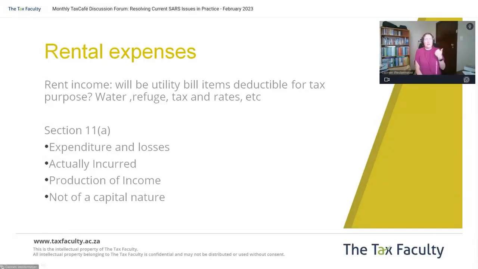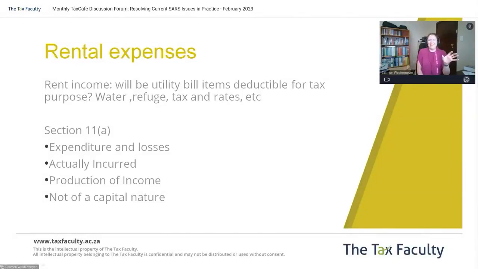So yes, it would be your water account, your refuse, your taxes and your rates. Right. Your municipal taxes and rates, all of those things would be deductible for income tax purposes. Yes. The key thing is not capital. So what do I mean by not capital? That is why, for example, the capital portion of your mortgage bond is not going to be deductible for tax purposes. It's only the interest, because that capital portion is capital in nature.